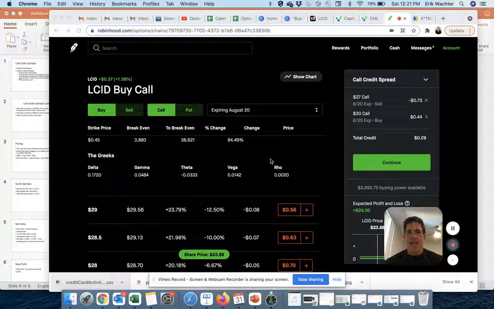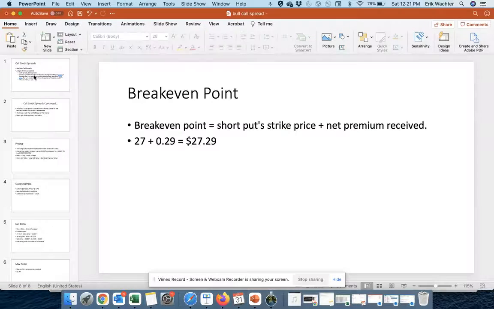I'm trying to help with the confusion behind them because I get a lot of questions. What's a call credit spread? What's a bull put spread? So today we're going to go deep into call credit spreads. So let me flip over to PowerPoint.